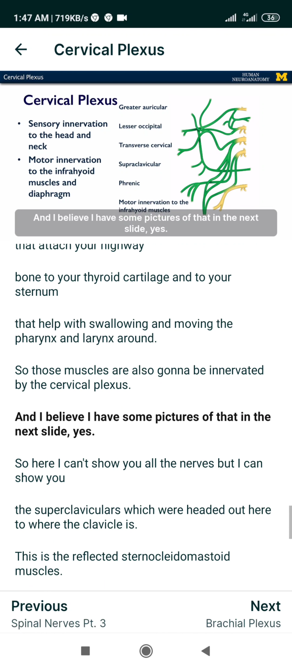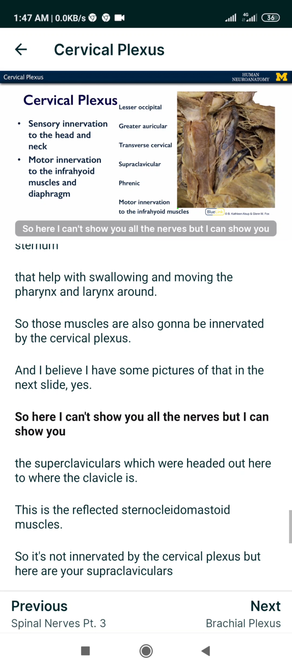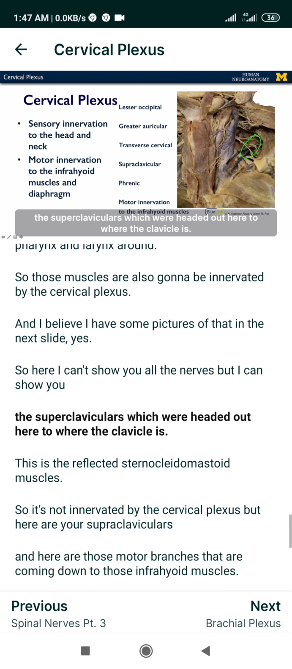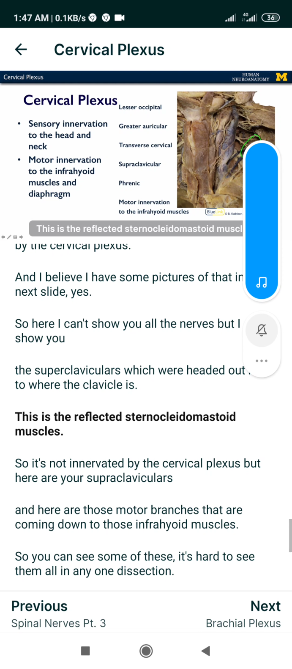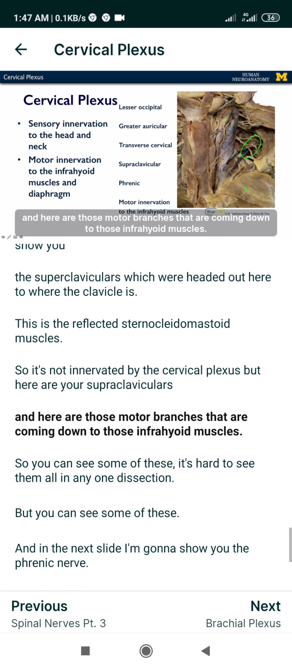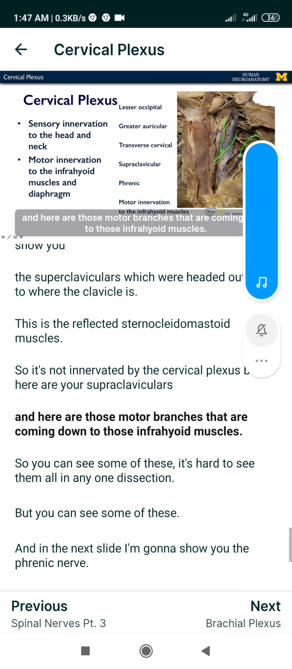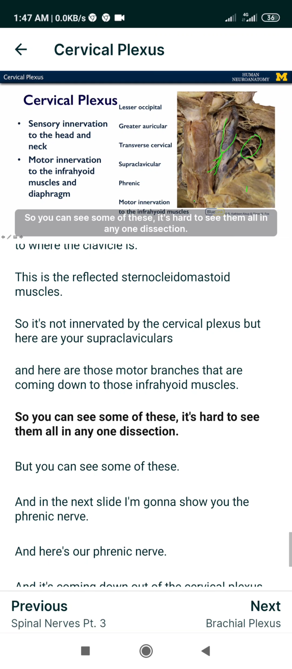I believe I have some pictures of that in the next slide. Yes. I can't show you all the nerves, but I can show you the supraclaviculars, which are headed out here to where the clavicle is. This is a reflected sternocleidomastoid muscle, so it's not innervated by the cervical plexus. But here are your supraclaviculars, and here are those motor branches coming down to the infrahyoid muscles. It's hard to see them all in any one dissection, but you can see some of these.